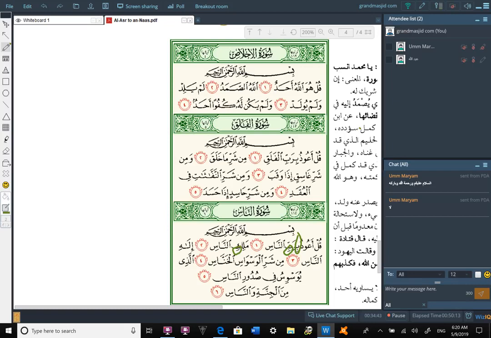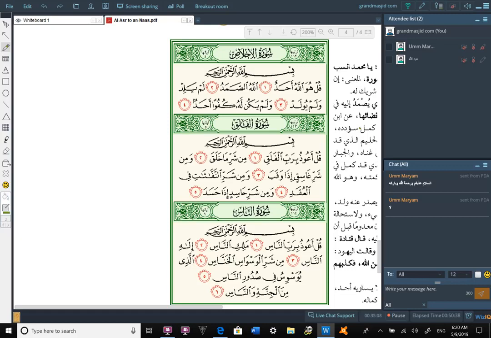I seek refuge in the Lord of mankind. I seek refuge in the king of mankind. I seek refuge in the God of mankind. Either way it goes, the grammar is the same and the meaning is mostly the same. Just one, is it a new name, or is it an adjective? So I seek refuge in the Lord of mankind, the king of mankind, the God of mankind.